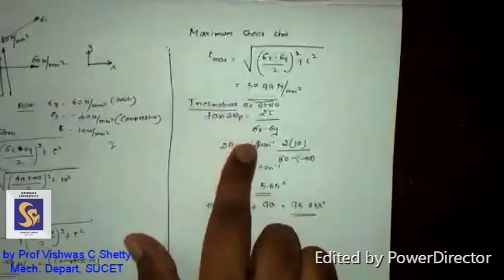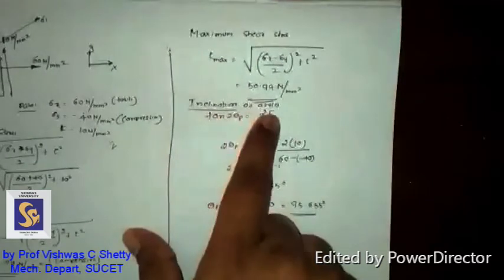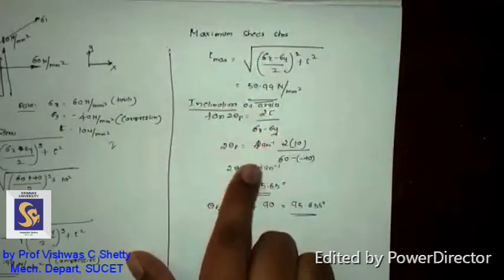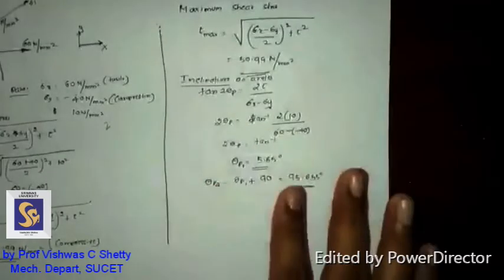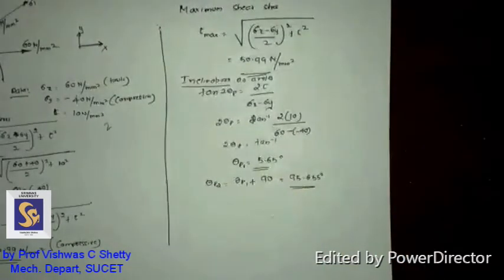Tan 2 theta p is 2 tau by sigma x minus sigma y. So from that you will get theta p. At 90 degrees, you will get the angle of the other. That is it.